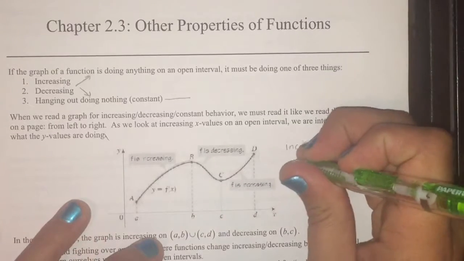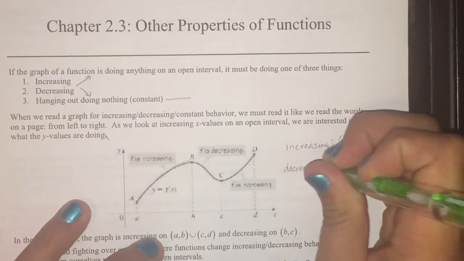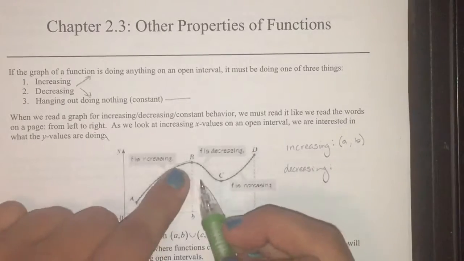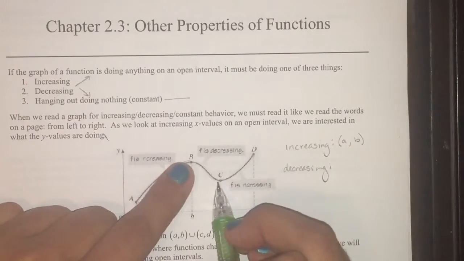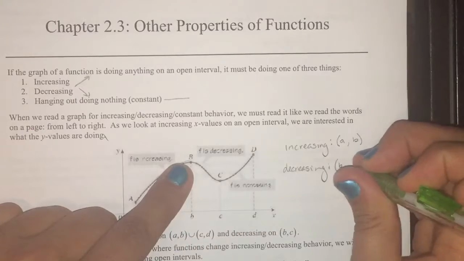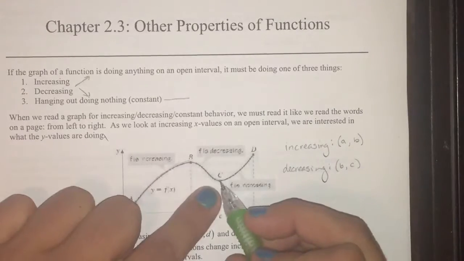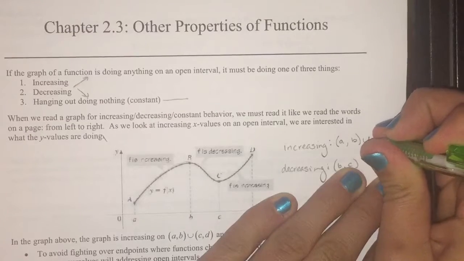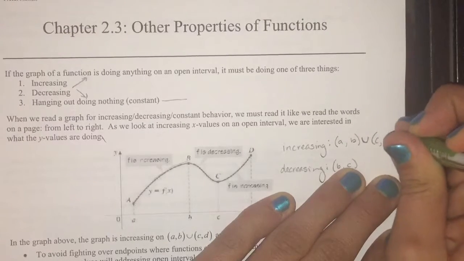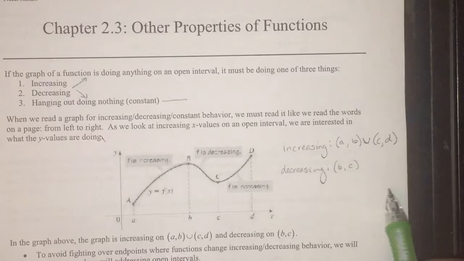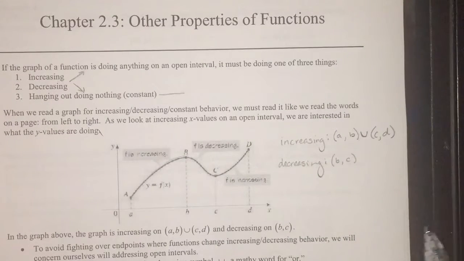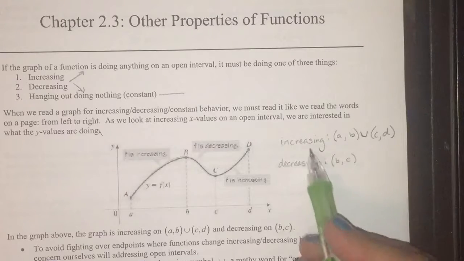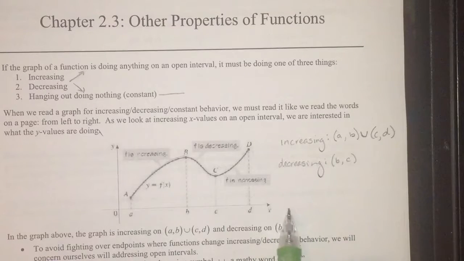Decreasing, I would write that word, and I would say this function is decreasing because it's going down from B to C. And then it begins increasing again from C to D, so I would write union C to D. There are no other sections of the graph that are decreasing, and no sections that are constant. So this would be an analysis of increasing versus decreasing in this function.